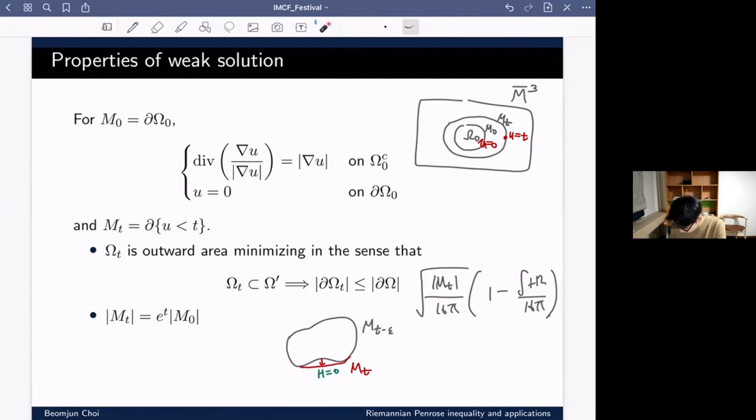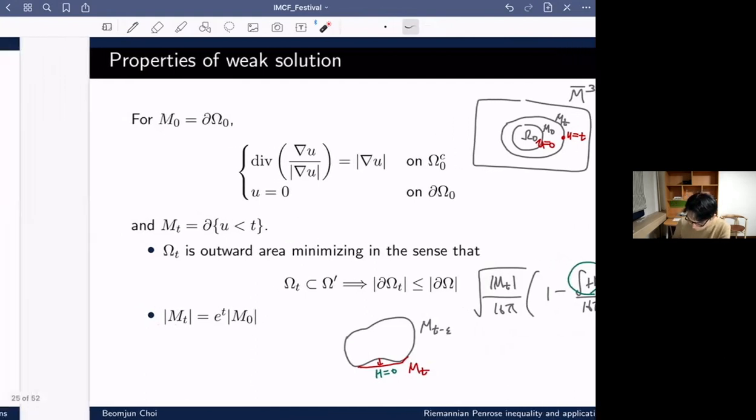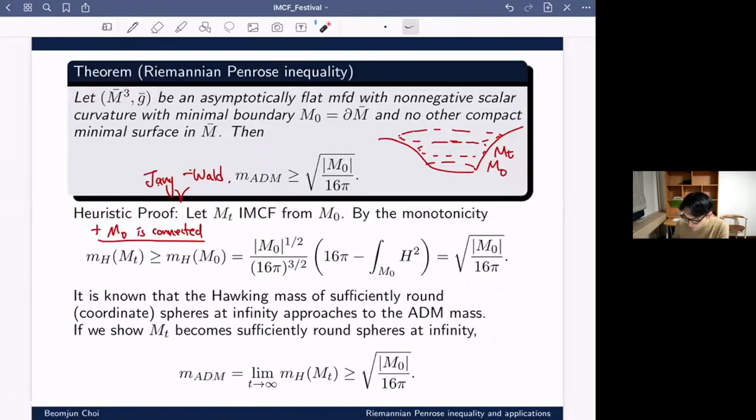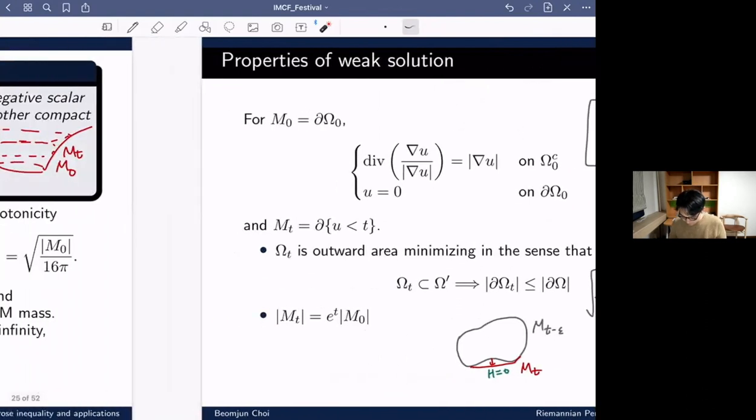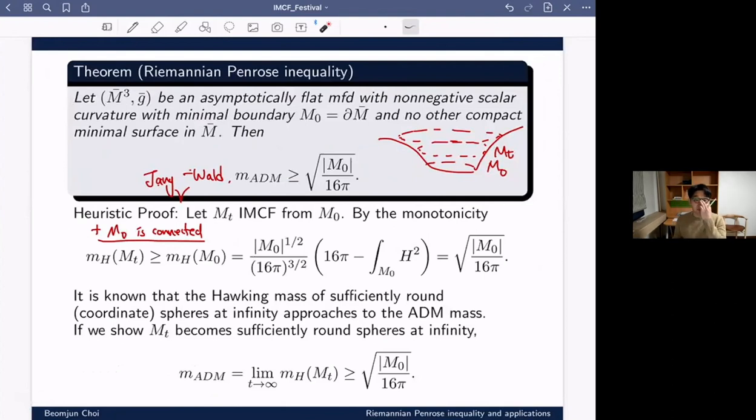So that means this integral of h squared decreases, because previously I had this region, but now it is replaced by some region which is minimal. So through the jump, this term becomes smaller, so the whole mass becomes larger. That's the idea of this monotonicity formula, and why this monotonicity holds for weak solutions as well. That's just the idea, and Huisken and Ilmanen proved this in a rigorous way, and that proves the Riemannian-Penrose inequality. Okay.